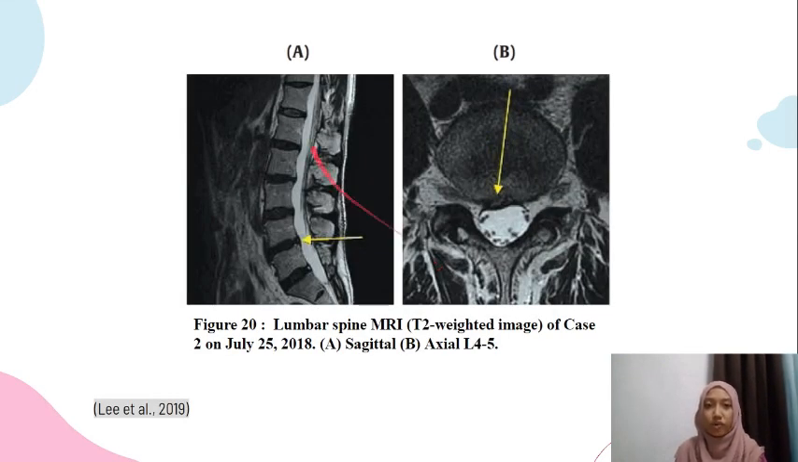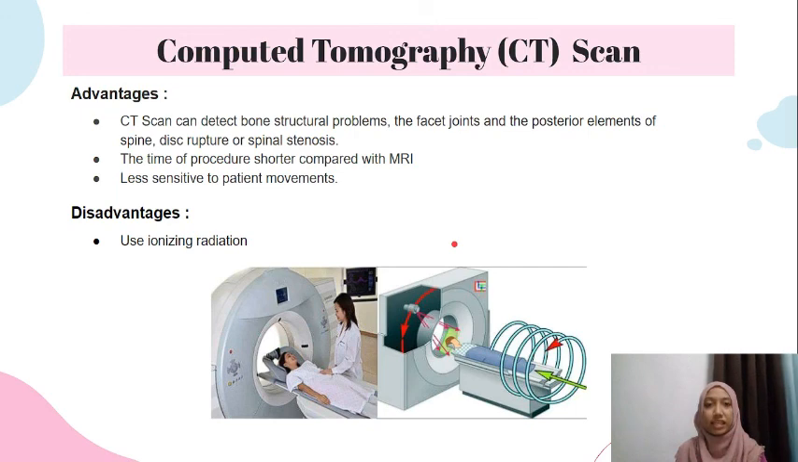Next, image A is the sagittal lumbar spine from MRI, and B is the axial lumbar spine by MRI at L4 to L5. Then the second imaging is the computed tomography scan, CT scan. The advantage of the CT scan is it can detect bone structure problems, the facet joints and the posterior elements of the spine, disc rupture or spinal stenosis. Second, the time of procedure is shorter compared to the MRI. Third, it is less sensitive to patient movements. Disadvantage of CT scan is it uses ionizing radiation.